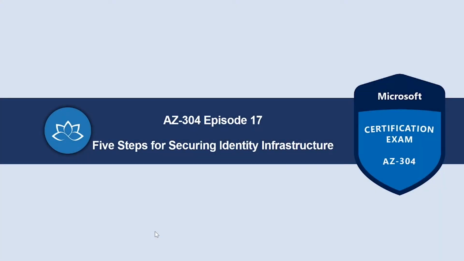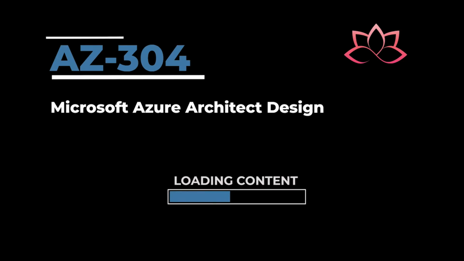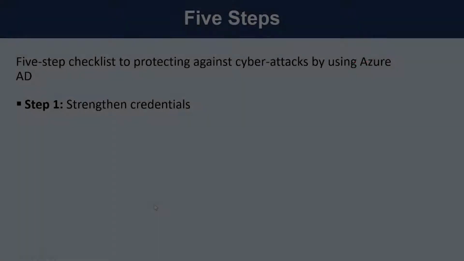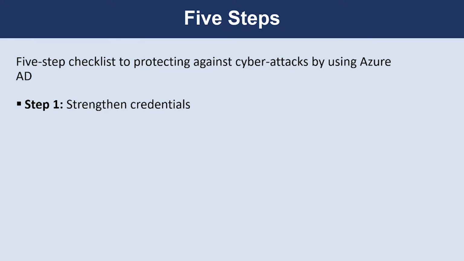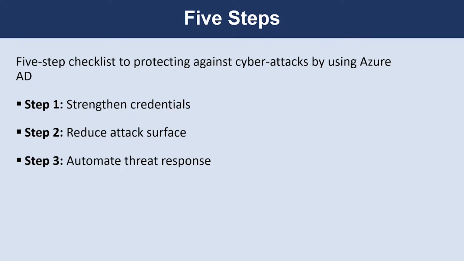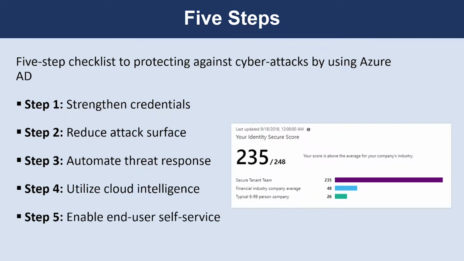Hey, welcome back. In this lesson, we are going to learn about 5 steps for securing identity infrastructure. This checklist will help you quickly deploy critical recommended actions to protect your organization immediately by explaining how to strengthen your credentials, reduce your attack surface area, automate threat response, utilize cloud intelligence, and enable end user self service.